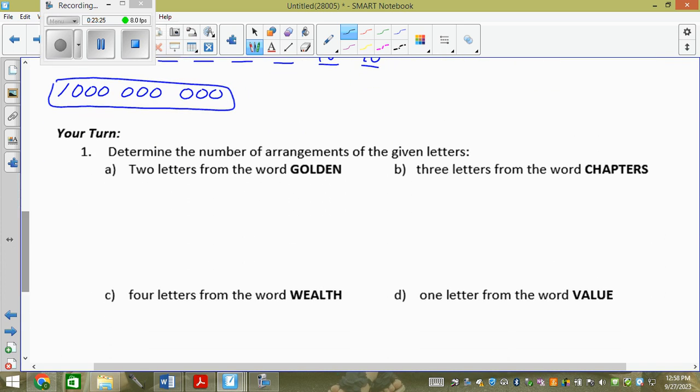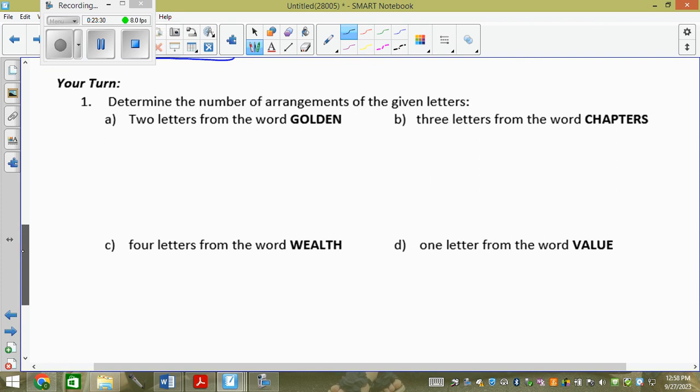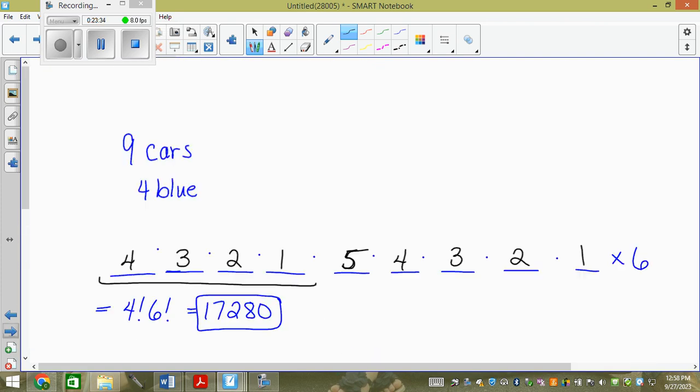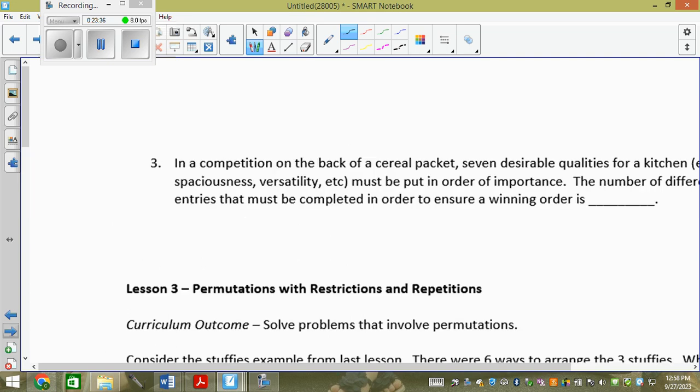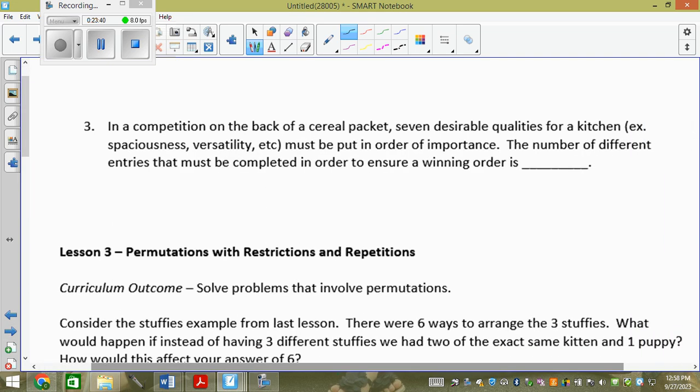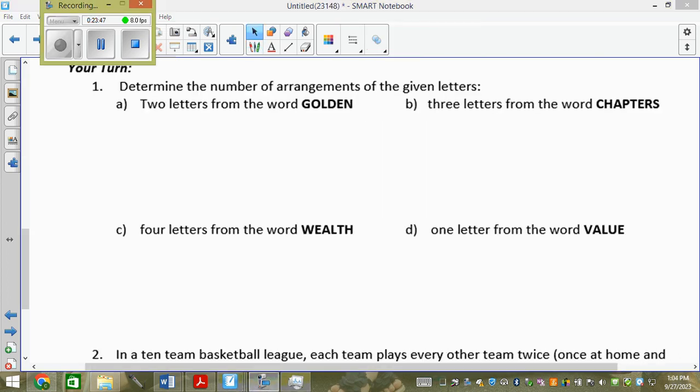All right. Look here at the your turns. You're doing these, A, B, C, D. Look at number 2, you're doing this. Flip over, pass this, and number 3, get working. And then we're moving on to permutations with restrictions and repetition. So I'm giving you maybe 5 to 10 maximum minutes, probably 5.